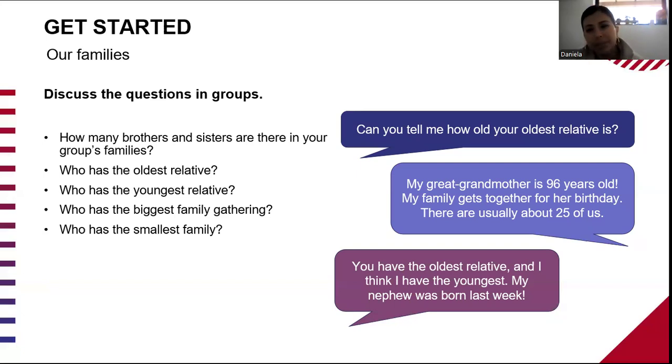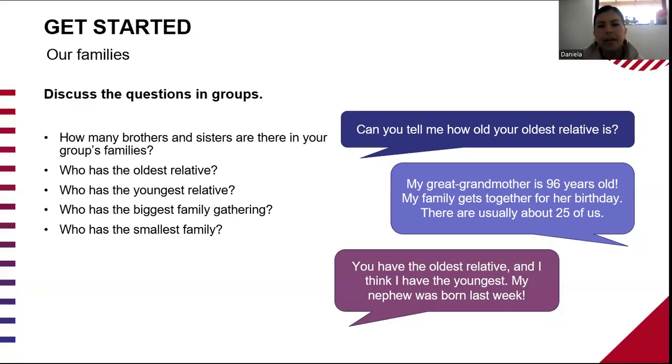My oldest relative is my great grandmother. She is 96. So she's the oldest one. From my dad's side, it's my grandmother. She's 88. The youngest relative in my family is my cousin. No, wait, my cousin, he is 10 years old. And for family gatherings, the biggest one is on my dad's side because I have a lot of family there, and the smallest family is on my mom's side because we have a small family there.